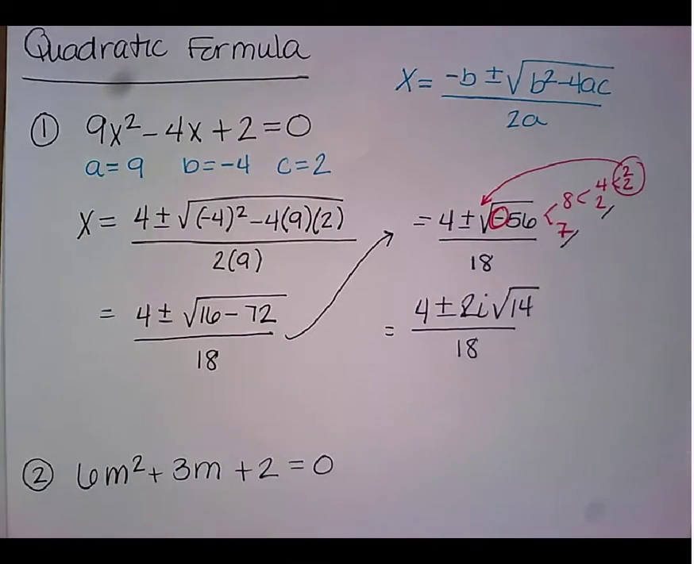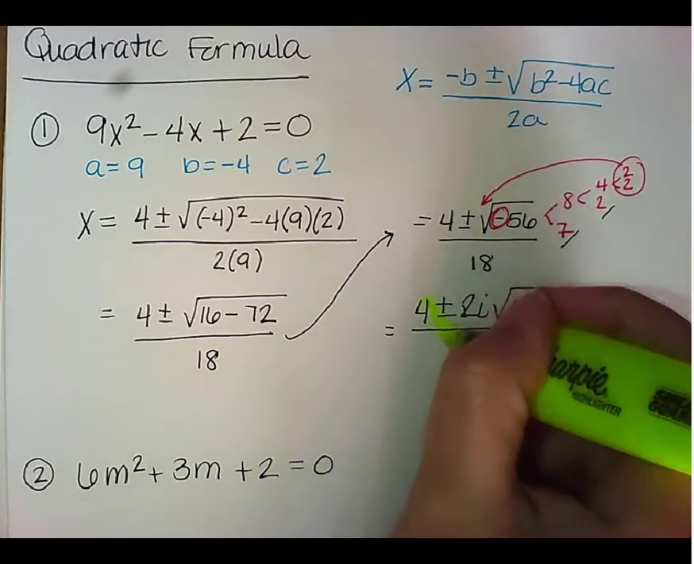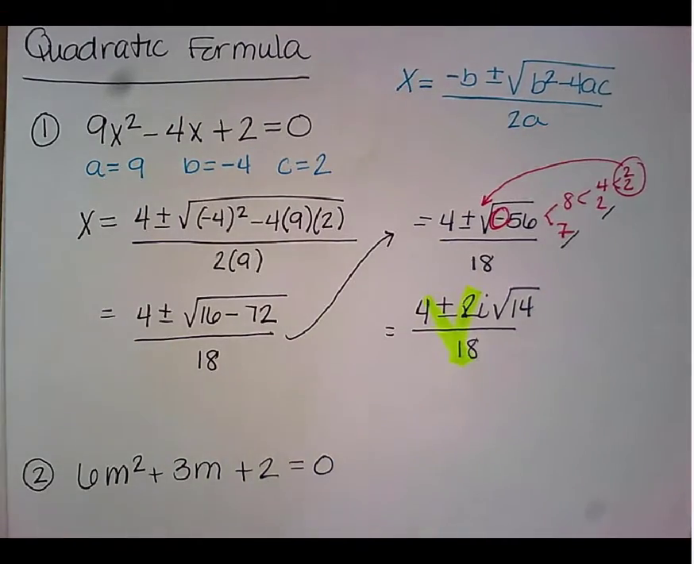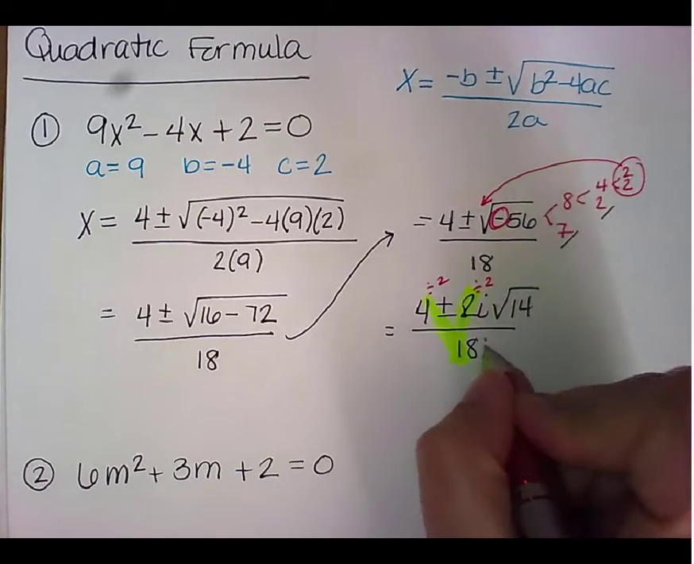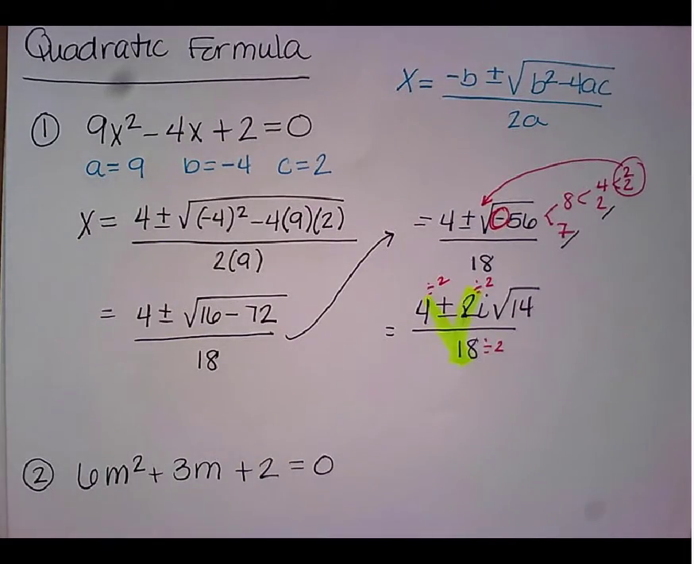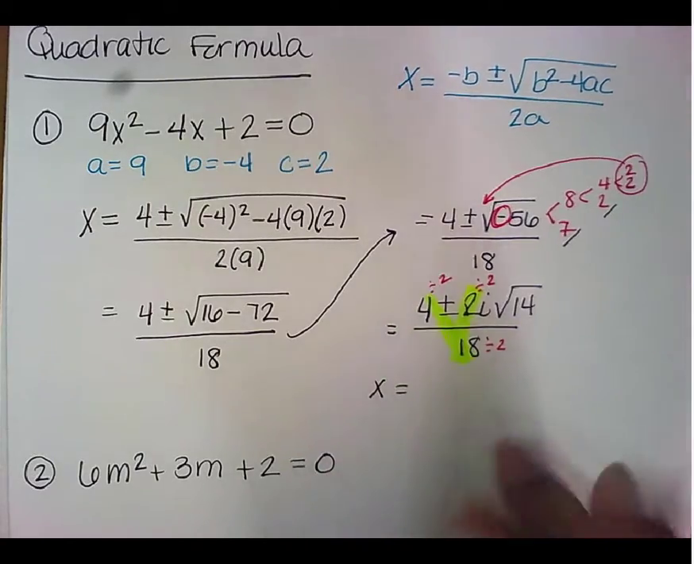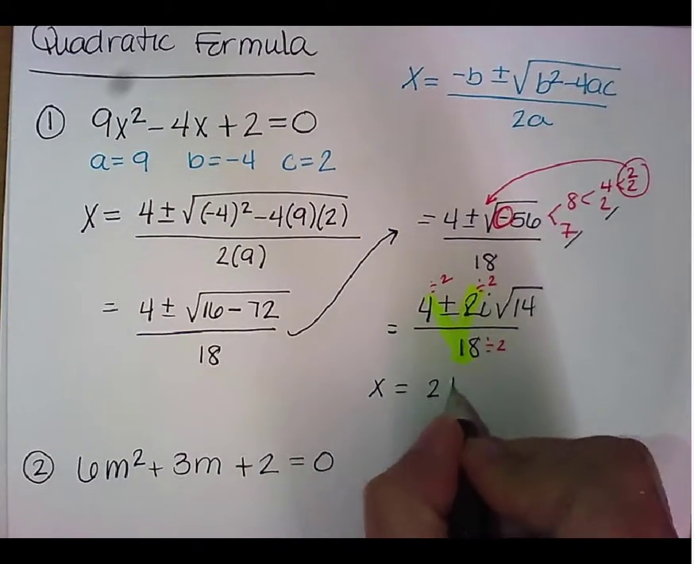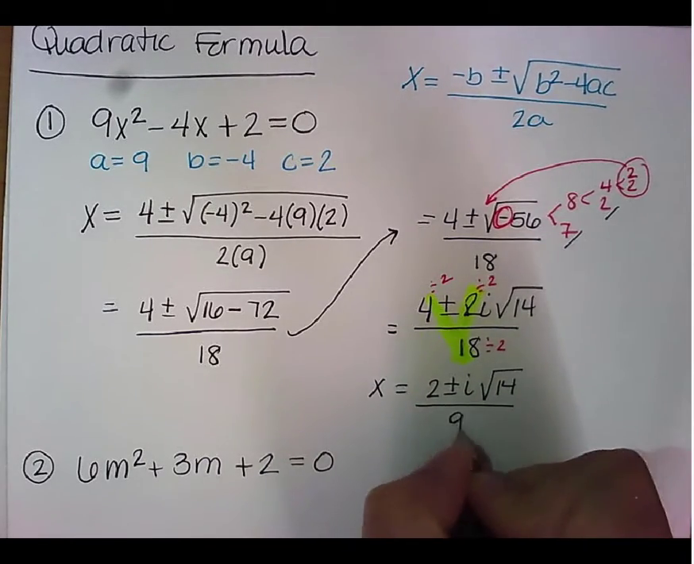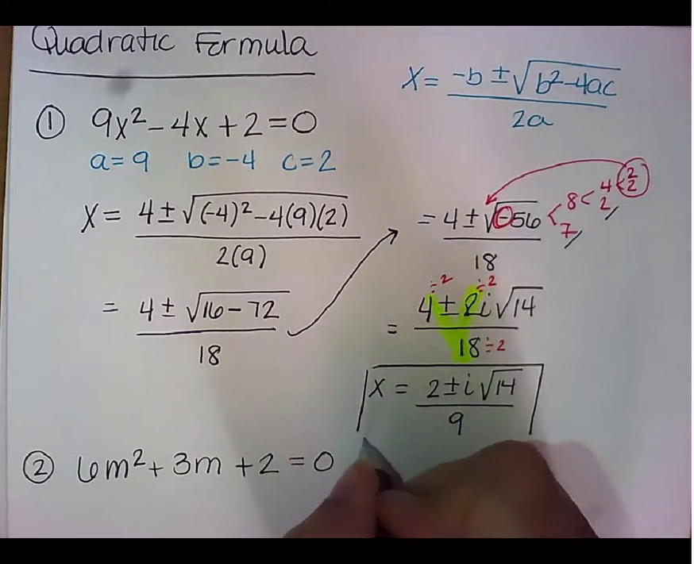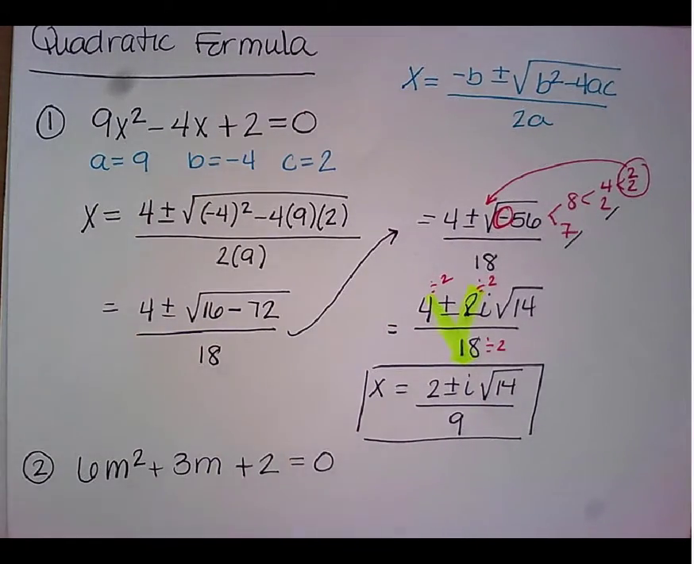And then I want you to look at the problem and notice, if I look at the numbers on the outside, in this case we've got the 4 and the 18 and the 2 and the 18, notice that they all are divisible by 2. So we want to go ahead and divide out a 2 for each one of these numbers. And that's going to give us our final answer. x is equal to 2 plus or minus i square root of 14 divided by 9. Okay, and when we have these imaginary answers, they are going to look really funny because they're going to have those i's in them, so kind of be prepared for that.